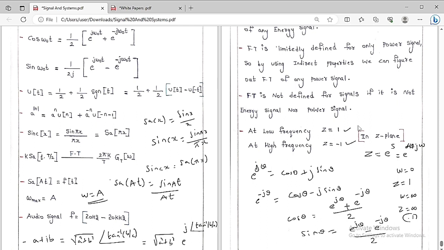So I want you to remember, at low frequencies the value of z is equal to 1. At high frequencies the value of z is equal to minus 1. So finally I can say in the z plane, at low frequencies the value of z is equal to 1, and at high frequencies the value of z is equal to minus 1. Actually, I also don't know how we got this one, but until that time, I want you to remember these two things.